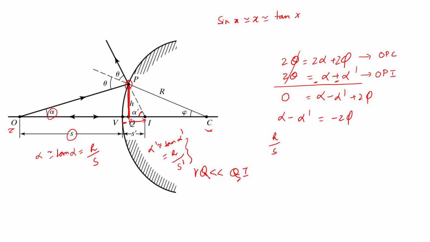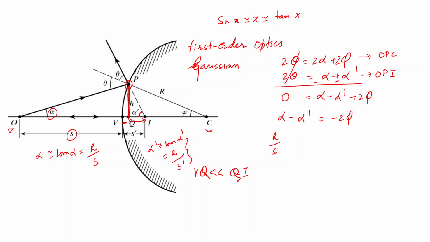The first approximation is that we are treating alpha as its tangent, and the second approximation is that VQ is much smaller than QI. So bear that in mind. Whatever we have is not an exact relationship; it is an approximate relationship. That's why this is often called first order optics, or because it was introduced by Gauss, it's also called Gaussian optics. We are valid only up to the first order in the expansion of sine and cosine, and that's why this is first order optics.